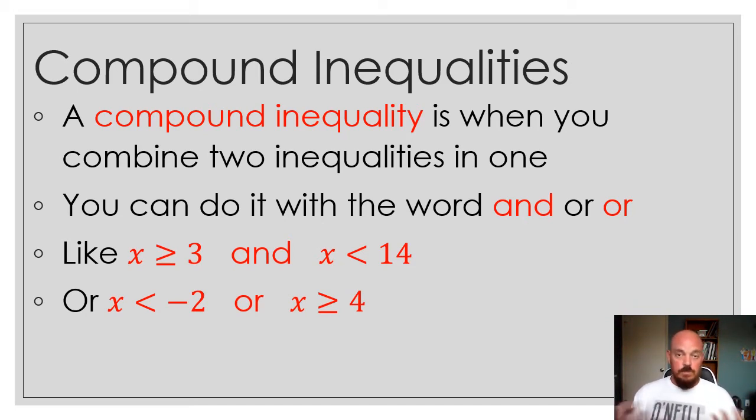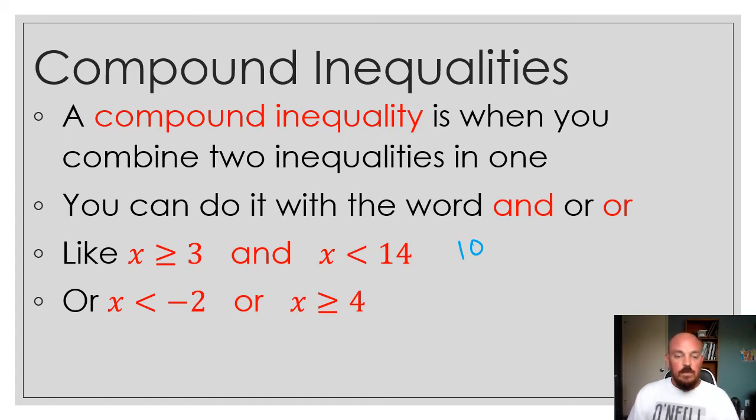Now one thing you want to notice is that with the "and" inequality, you have to have a situation where both of them could be true. So for example, for that first inequality, let's say I was talking about the number 10. The number 10 would work for that because 10 is greater than or equal to 3, but it's also less than 14. So what you're doing is you're saying the numbers between those two. If you say x is greater than or equal to 3 and less than 14, you're talking about the numbers between 3 and 14.